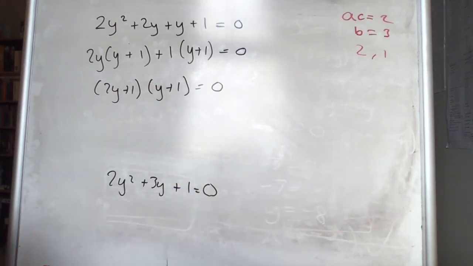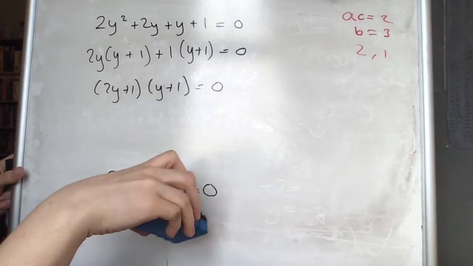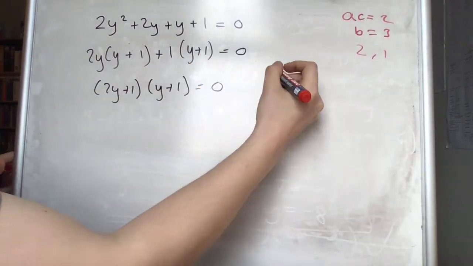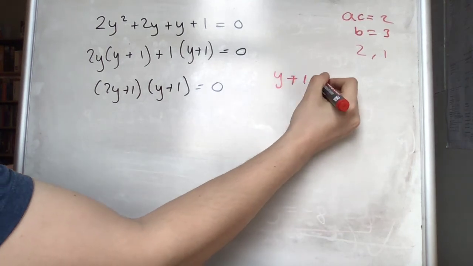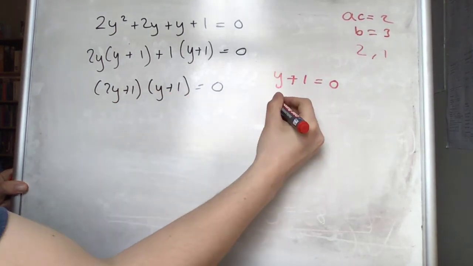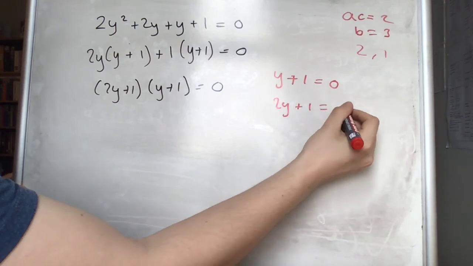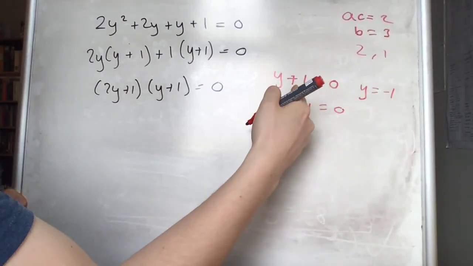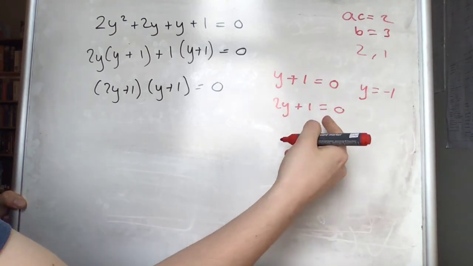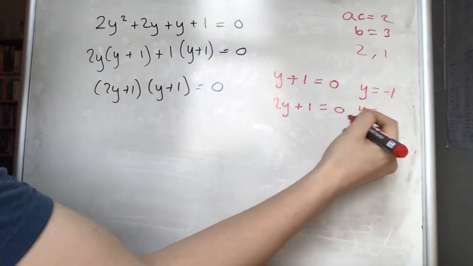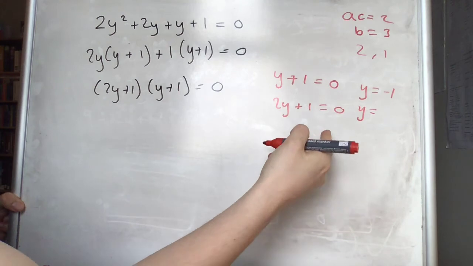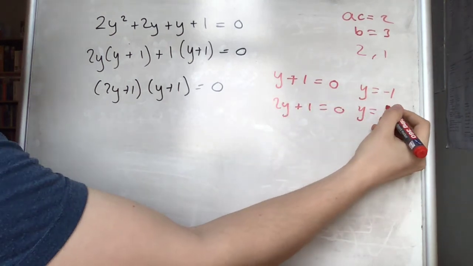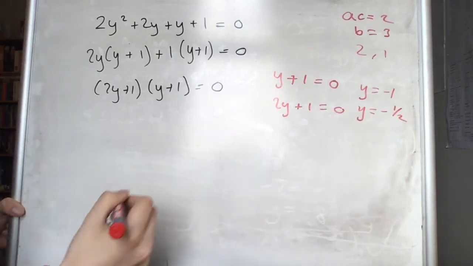And so we're going to get two results for y now. We want to equate y plus 1 equals 0, and we want to equate 2y plus 1 equals 0, which means that y is either going to equal -1, if we take 1 from both sides, or, if we take 1 from both sides of the other one, it's going to give us 2y equals -1, and then we can divide that by 2, so that's going to be -1/2.